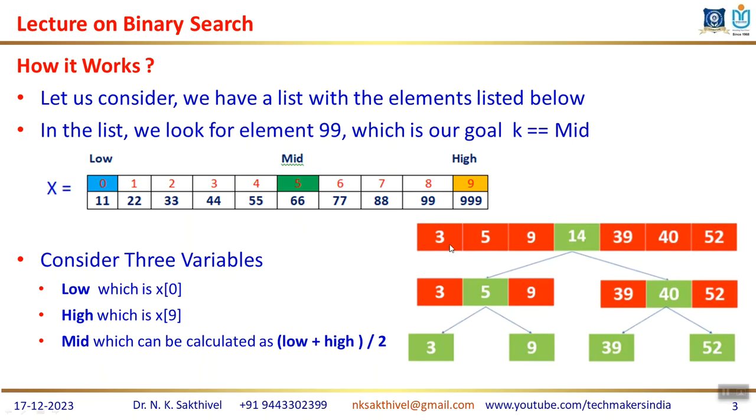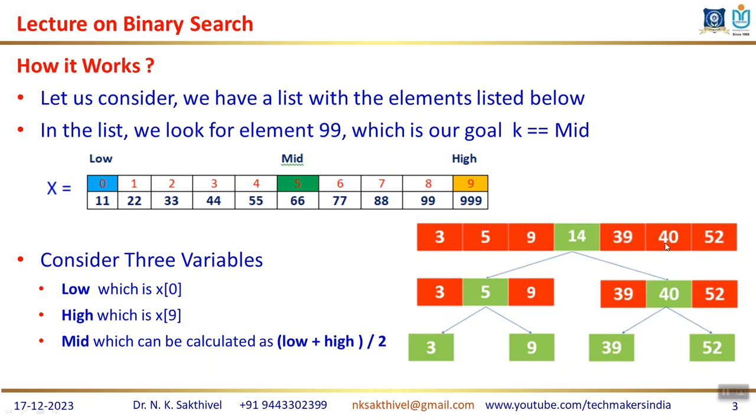Let us consider these are the new values I entered. This example is for understanding purposes, and these are the values I am using for demonstration. Let us consider a list storing 0, 5, 9, 14, 39, 40, 52. That means x of 0 is 0, x of 1 is 5, and so on. So x of 0, 1, 2, 3, 4, 5, 6. x of 6 is 52.